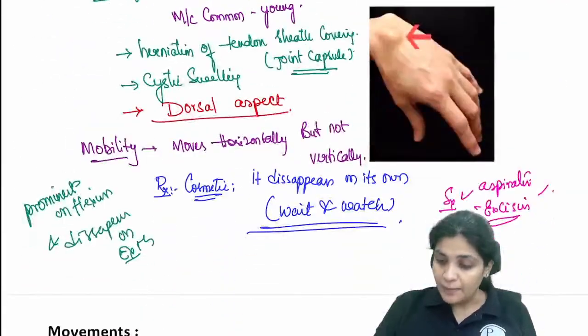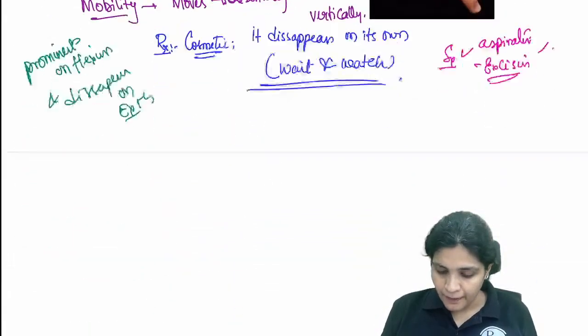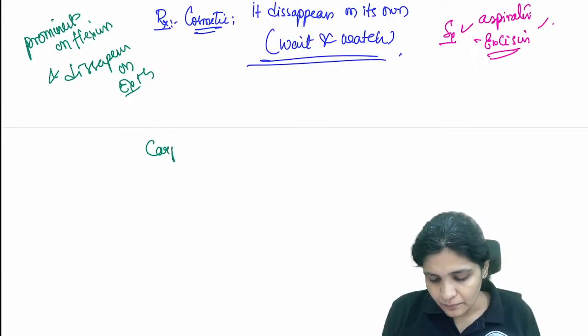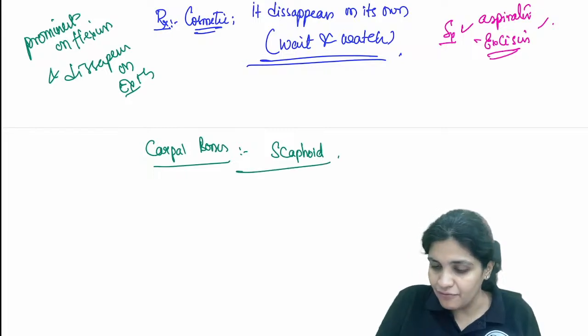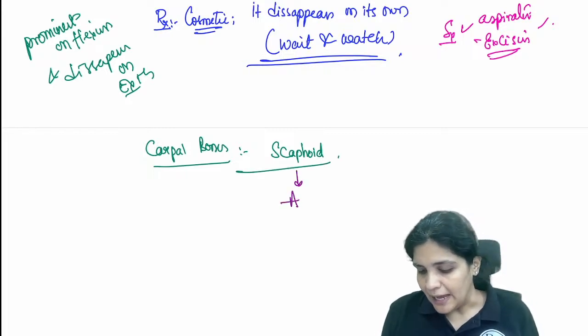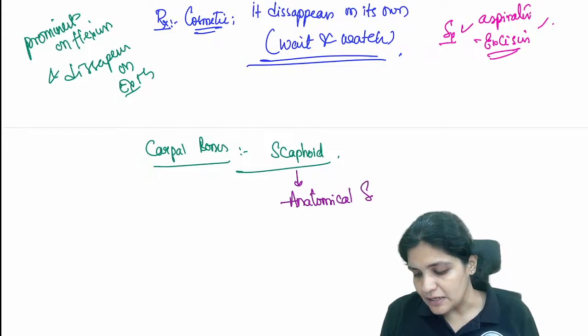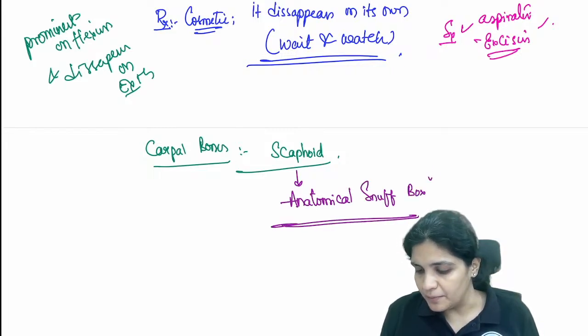So in case of carpal bones, the most important thing you have to palpate is the scaphoid bone. And where do you palpate for the scaphoid bone? You will look for the anatomical snuff box, right? You look for the anatomical snuff box.